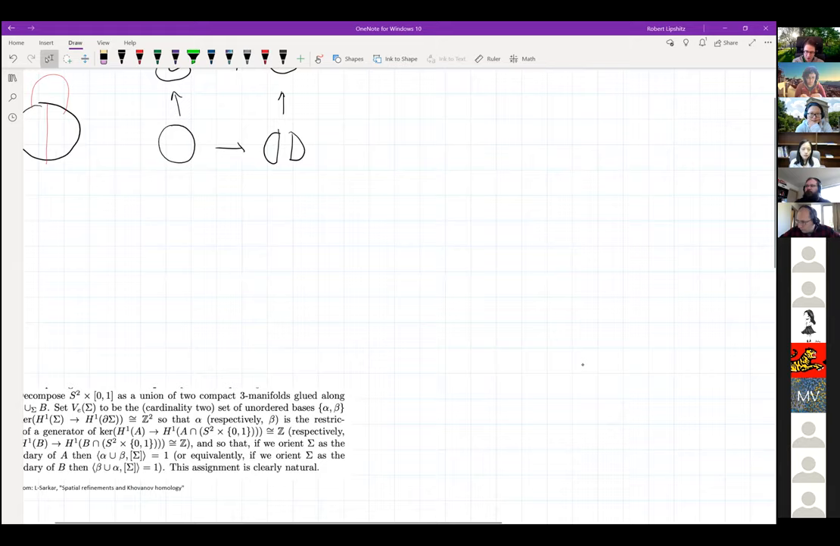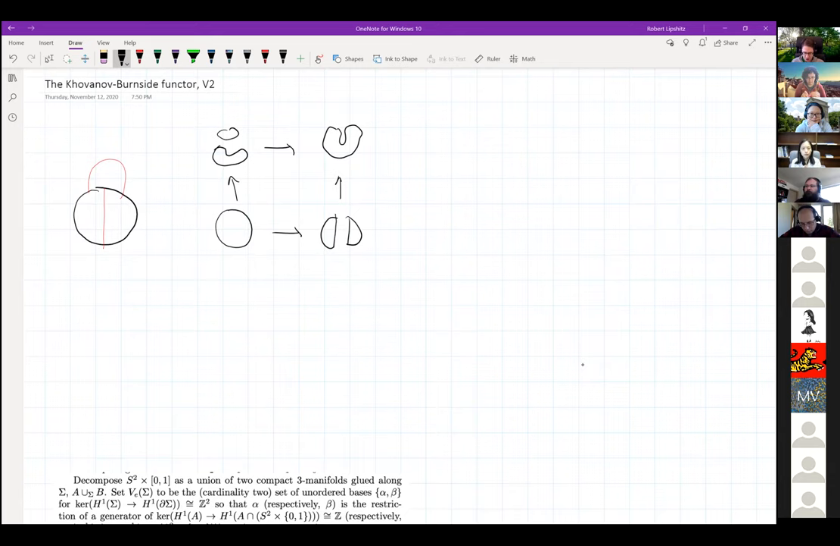So each of these crossing changes, of course, corresponds to a saddle cobordism. So this is a cobordism in R2 cross I that goes from one circle to two circles by doing a saddle, and then it goes back to one circle.